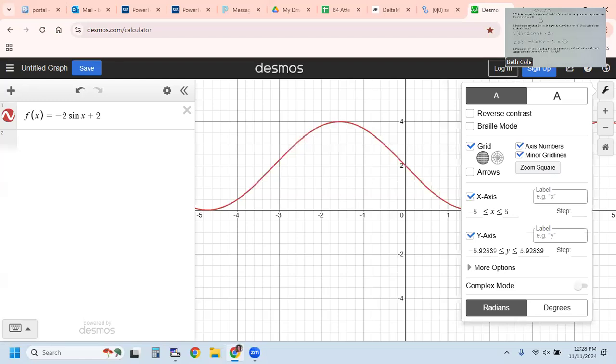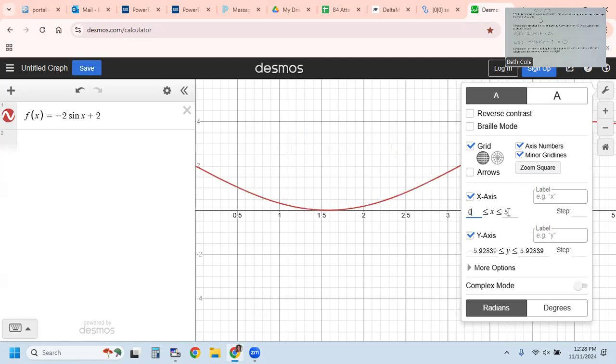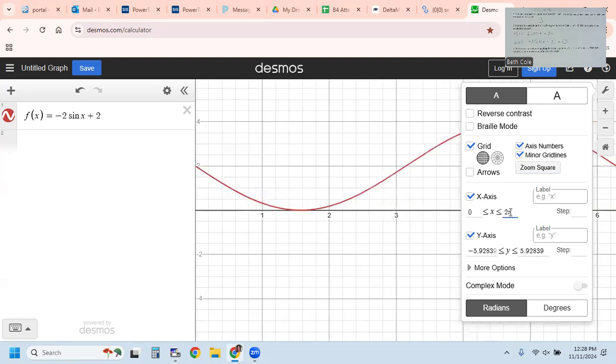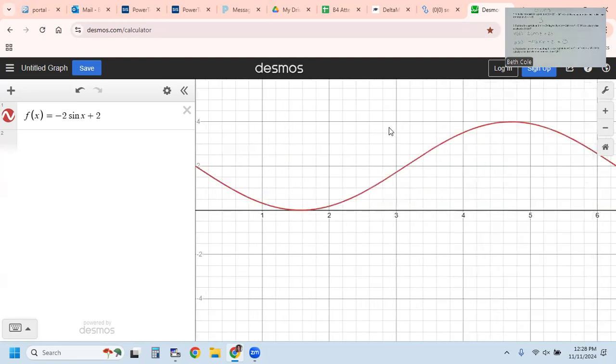0 to 2 pi. So you're going to make your beginning 0. Now, when you type 2 pi, you can type 2 pi. If you type pi, that's how you spell pi, and it will put that in there. So 2 pi. So we want where this equals 0. Do you see how that's like right here?